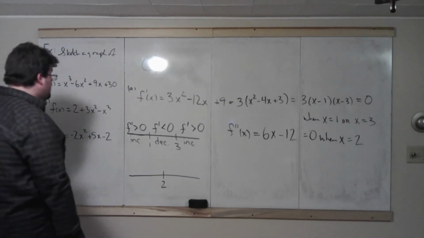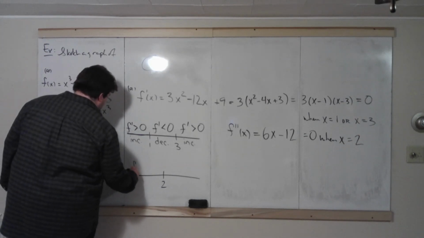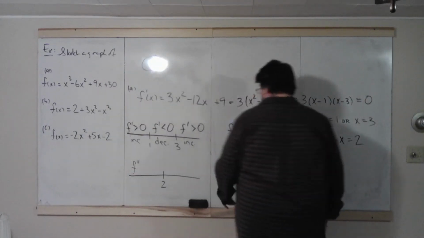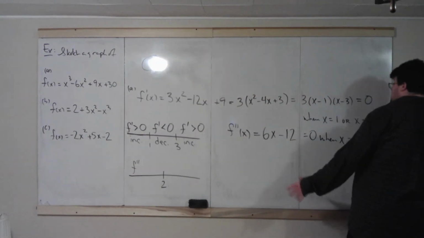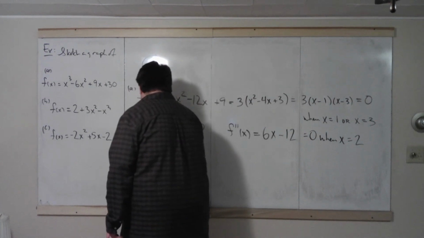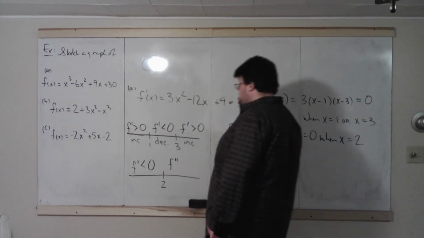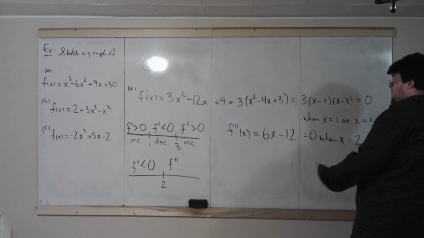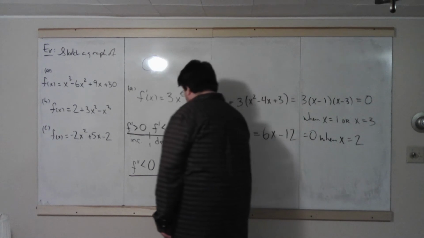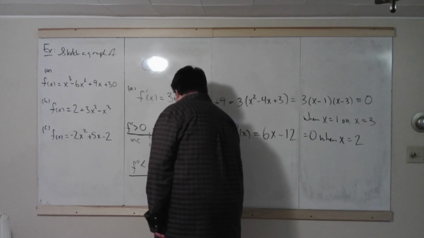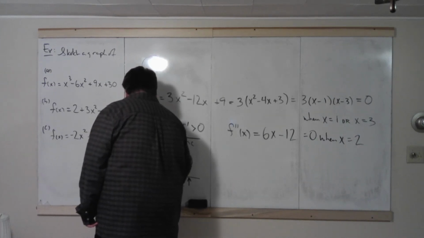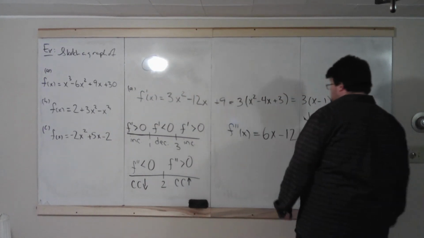So mark it off at 2. And now we need the sign of the second derivative. The second derivative at a point over here, say 0, is negative: 0 minus 12, which is negative. On that side of 2, pick a number like 3. Let x equal 3. You get positive 6, which is positive. So the function is concave up where the second derivative is positive, and concave down where the second derivative is negative.